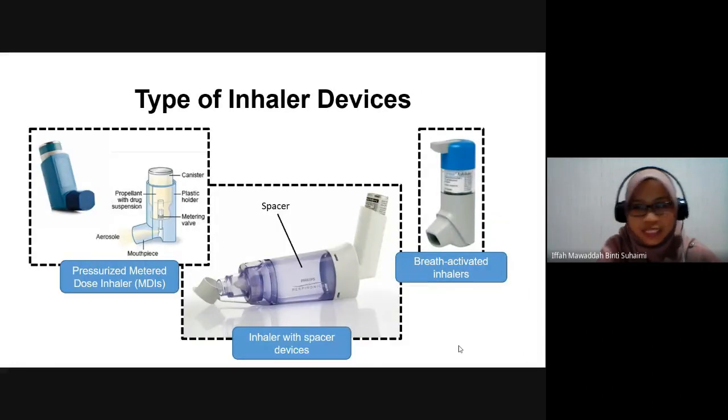Breath activated inhalers are an alternative to standard MDI. Some breath activated inhalers are also called dry powder inhalers, where these inhalers do not contain pressurized inactive gas to propel medicine. So the patient does not have to push the canister to release a dose. Instead, they just trigger a dose by breathing in through the mouthpiece.